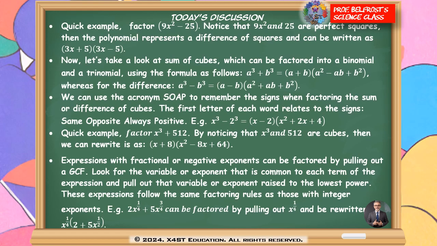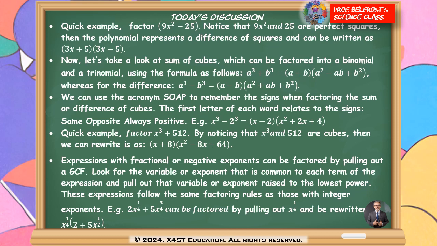Quick example, factor 9x squared minus 25. We notice that 3x being squared gives us 9x squared and 5 being squared gives us 25, so they are both perfect squares. Then the polynomial can be represented as (3x plus 5)(3x minus 5).